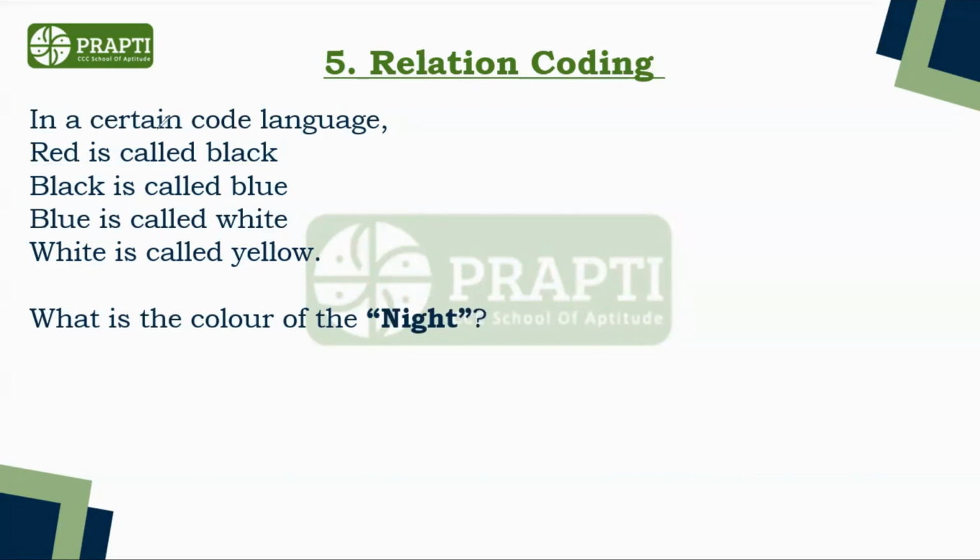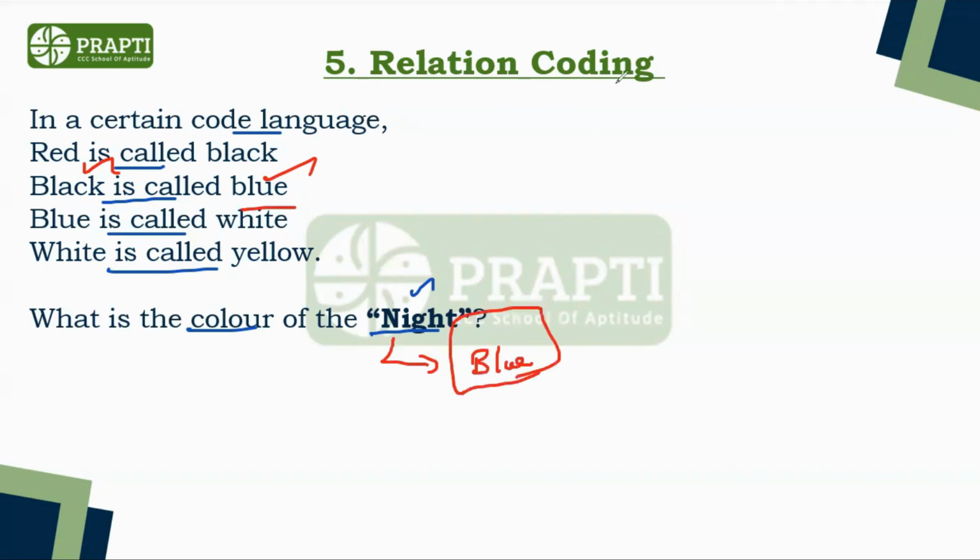Again, in a certain code language, red is called black, black is called blue, blue is called white, and white is called yellow. What is the color of the night? So usually night looks like black, am I right? But here, just see, black is called blue. So what is the color of the night now? Blue is the color of the night.